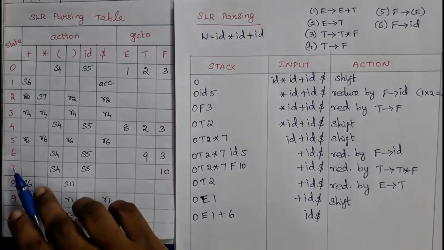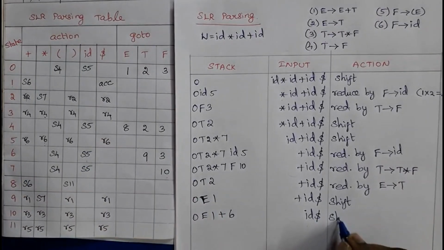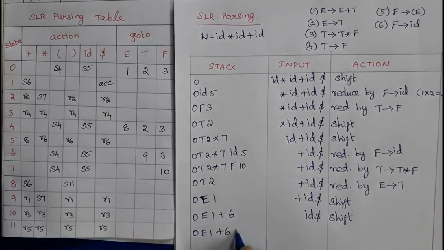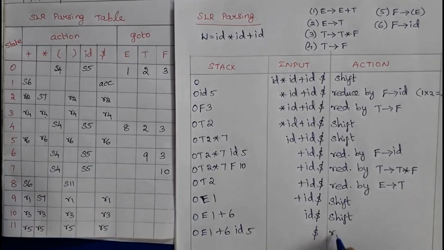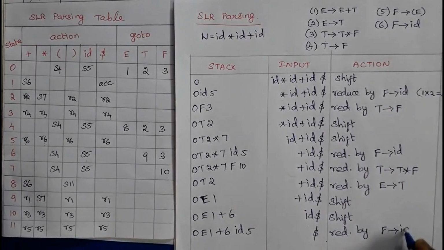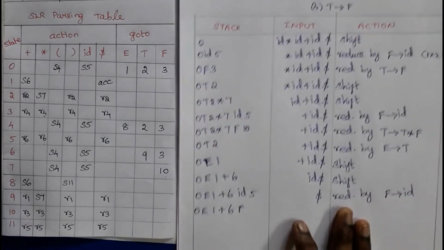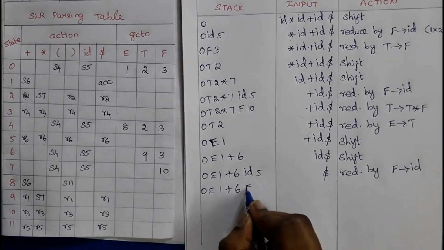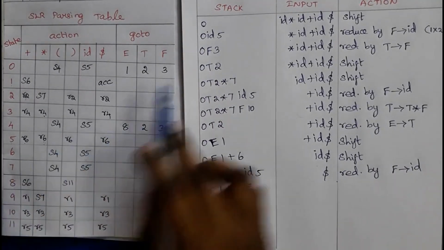Now 6 and ID. 6 and ID is shift 5. So shift ID and then 5. Now remove ID from the input buffer. Then 5 and dollar. 5 and dollar is reduced by production number 6. So reduced by production number 6, F tends to ID. So pop 2 symbols from the stack. Then we need to push F and then 6 and F. 6 and F is 3.